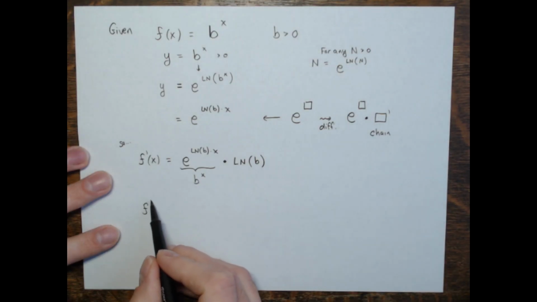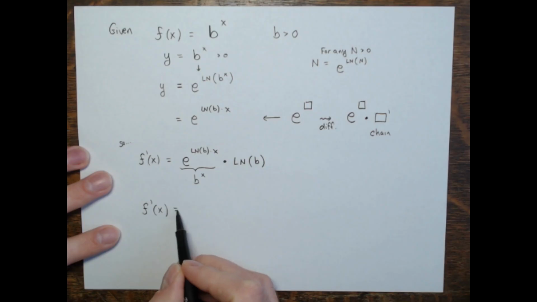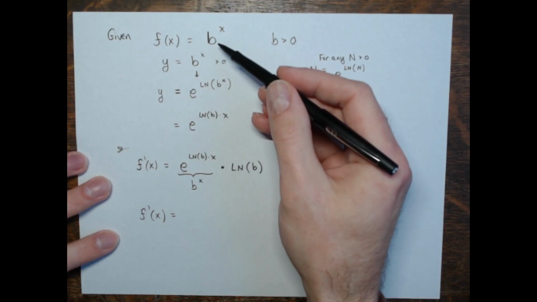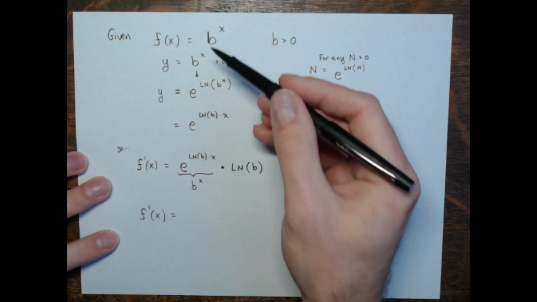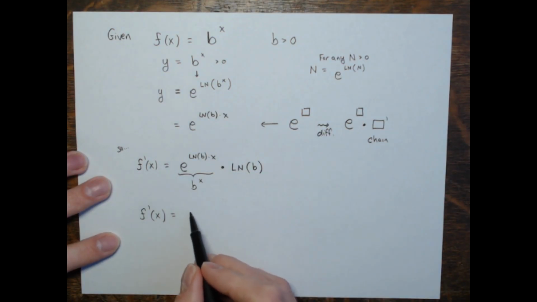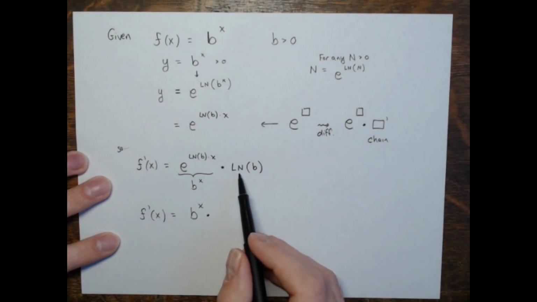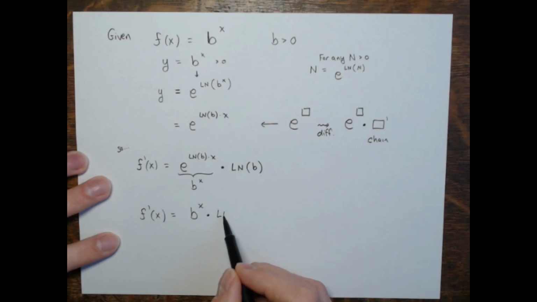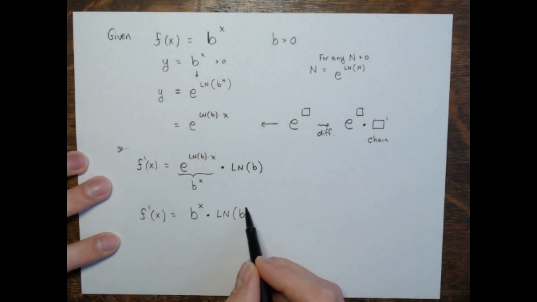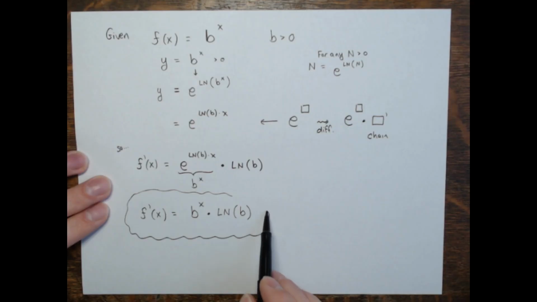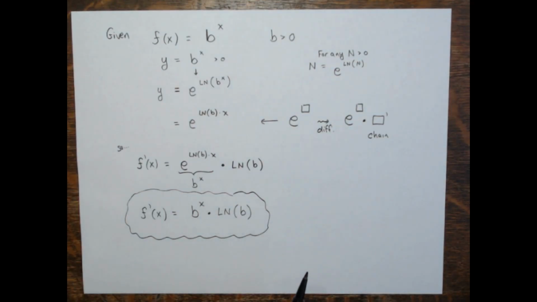All right, so the derivative of any base to the x power, b to the x power, some exponential with any positive base, is going to be itself. So again, b to the x, but then after that, you also have to add on this factor multiplied by the natural log of the base. All right, so this is the general rule for the derivative of any exponential function.